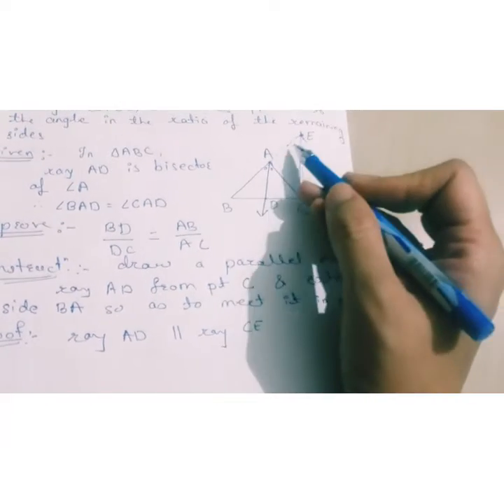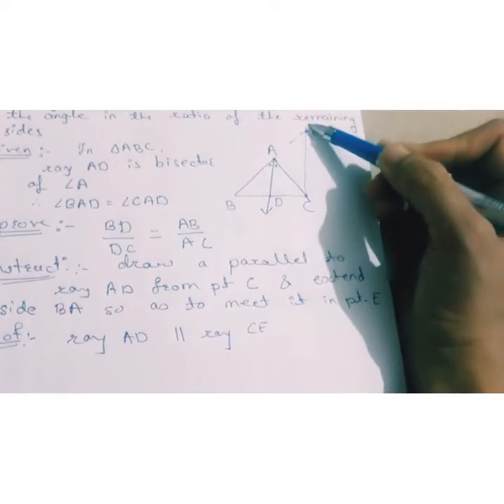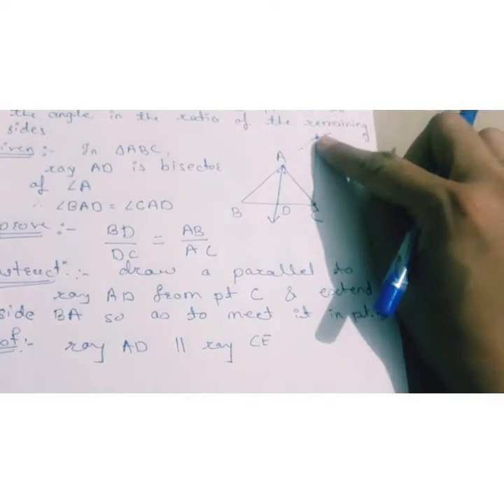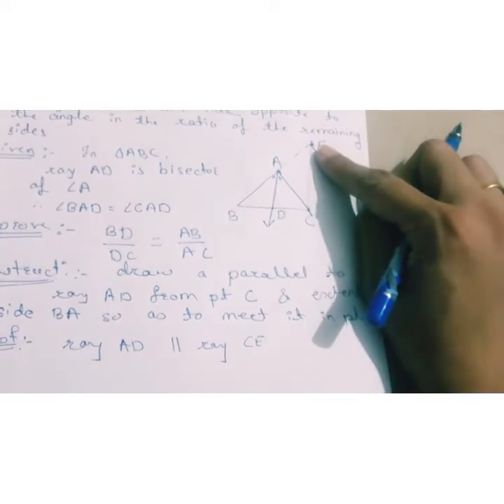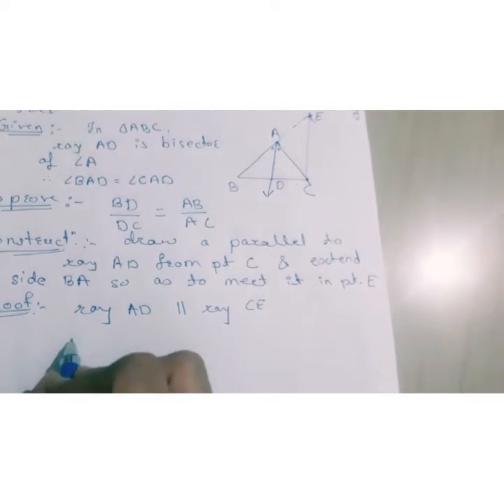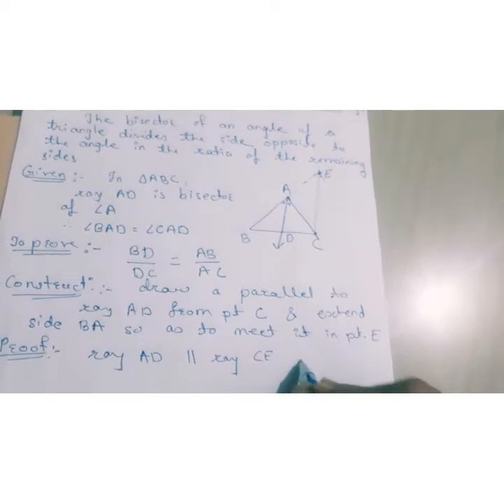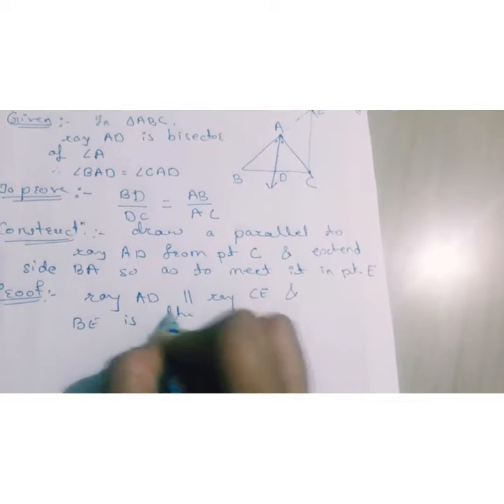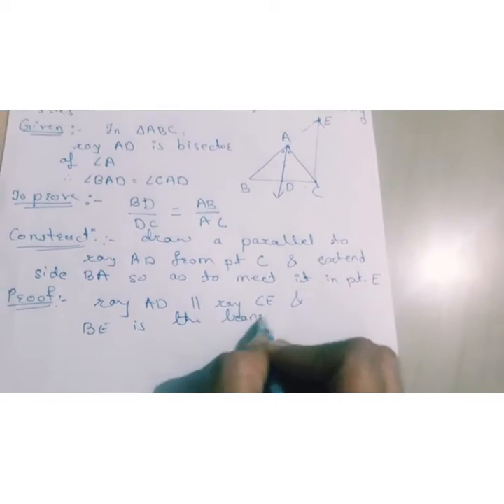What is meant by a transversal? Between any two parallel lines, if another line passes through those two lines, then that is called the transversal. So I am considering BE, and BE is the transversal.